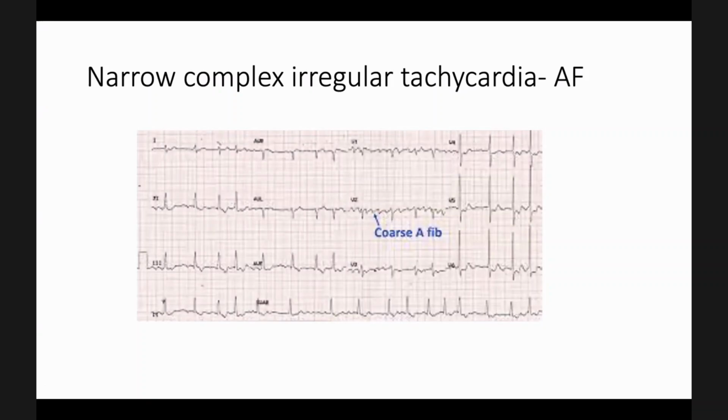And the height of the R also will vary. You can see this is taller and this is shorter, because the volume also will vary with atrial fibrillation. Because of that, the height of the R also will vary. So what are the features? 4 features: absent P waves, an irregular RR interval, fibrillatory waves, and also the height of the R will vary.